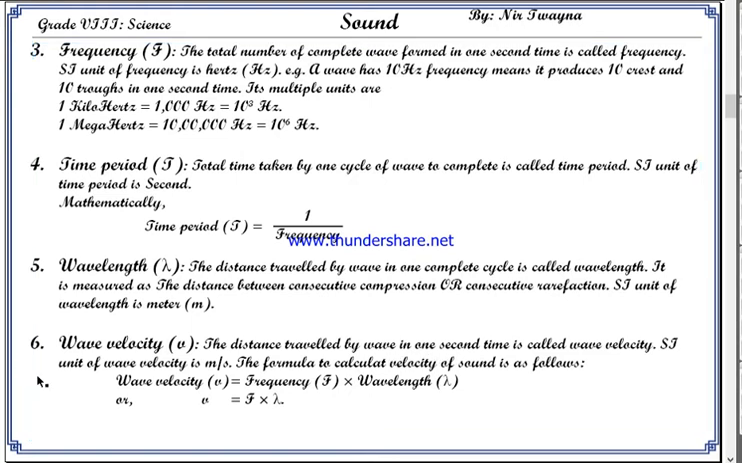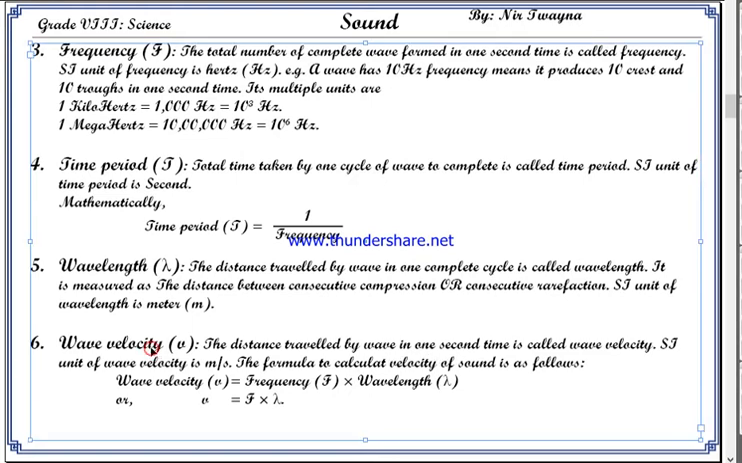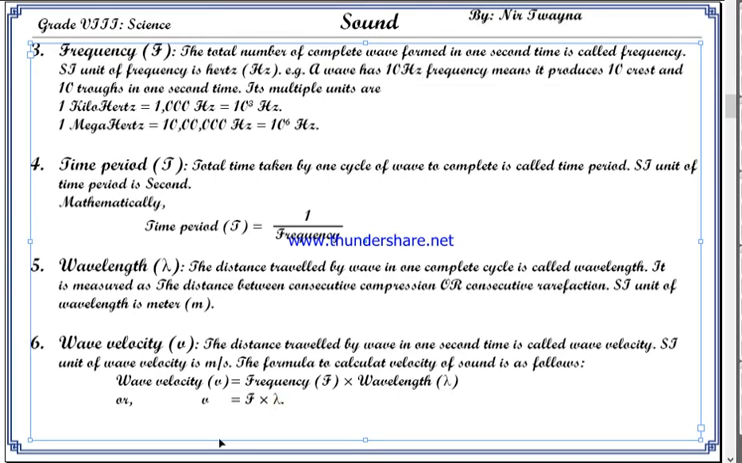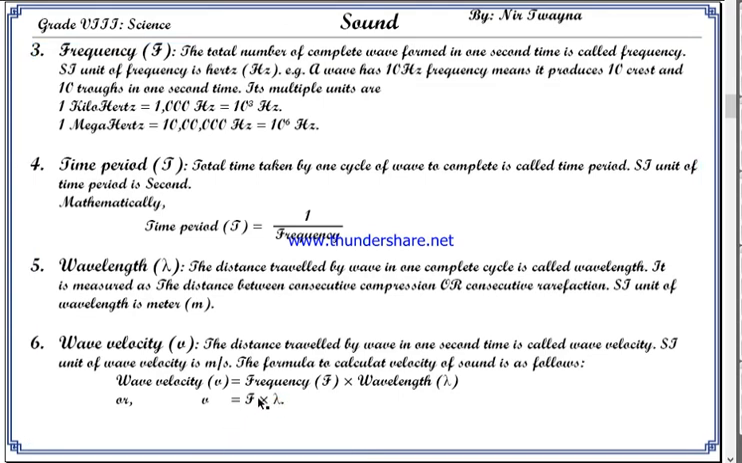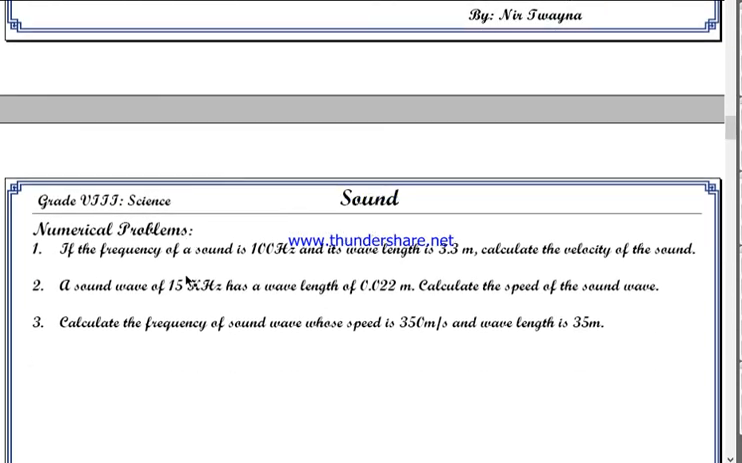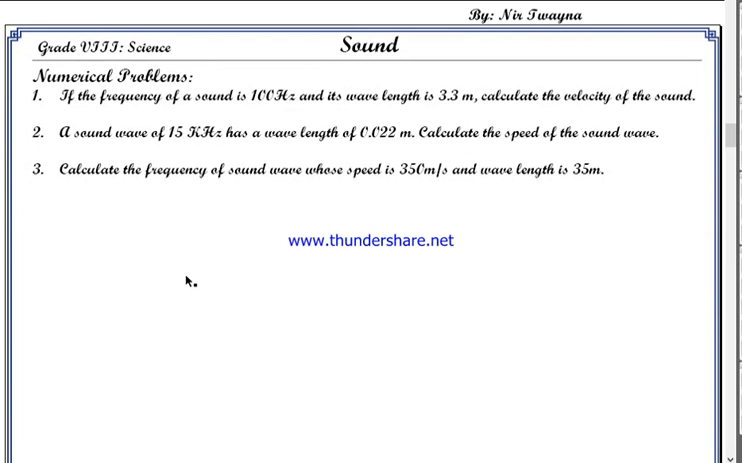And what is the formula to calculate wave velocity? It is frequency into wavelength, that means F into lambda. To calculate the velocity of a sound wave, you need two data: frequency and lambda. Understood? Okay, if you do not have any question up to this point, then we can go to doing numerical problems.